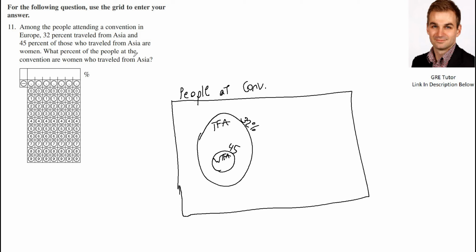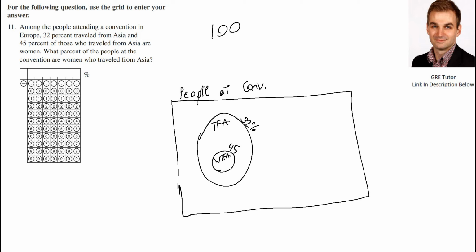Now, they don't tell you what the total is at the beginning, but they don't want to know what the total number of people is. What they want to know is what percent of the people at the convention are women who traveled from Asia. They don't need to know numbers, they need to know percentages. So, with situations like this, it's always nice to just set the bar at 100. Say there's 100 people at the convention.